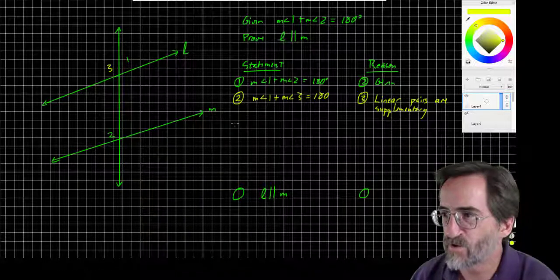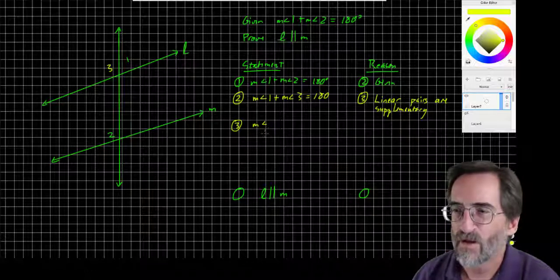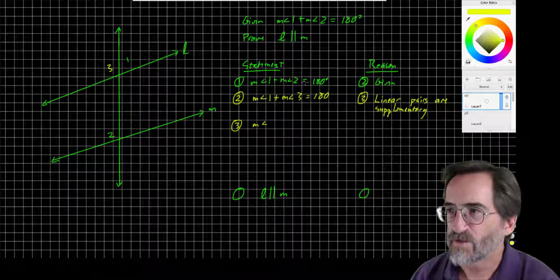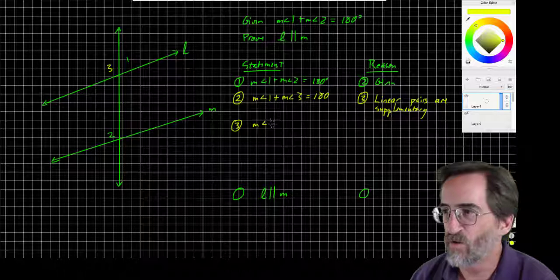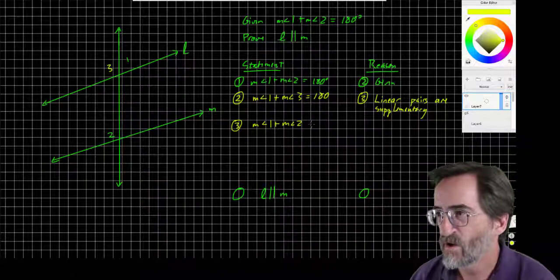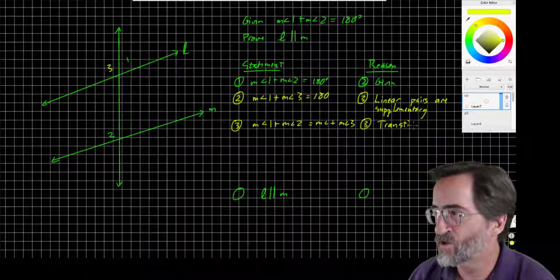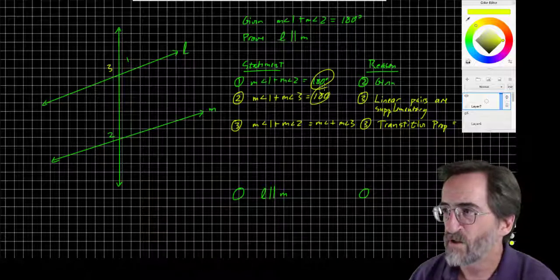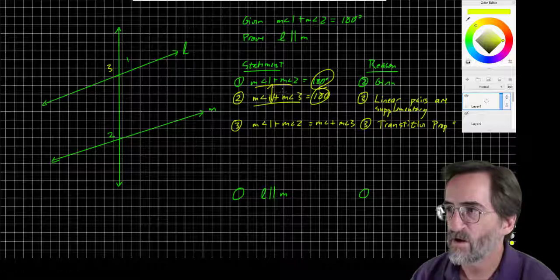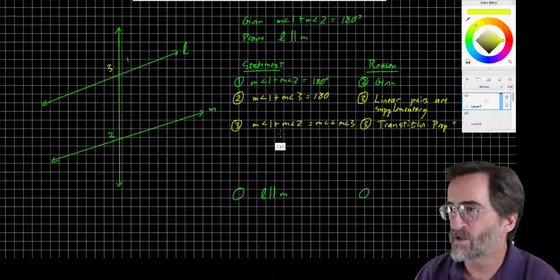All right, so it's step 3. Measure angle 1 plus 2 is 180. 1 plus 3 is 180. So 1 plus 2 equals 1 plus 3. How do I know that? That's called the transitive property. Two things equal to the same thing equal each other. Transitive property of equality. If they both equal 180, they equal each other. Right? They both equal 180, so they equal each other.